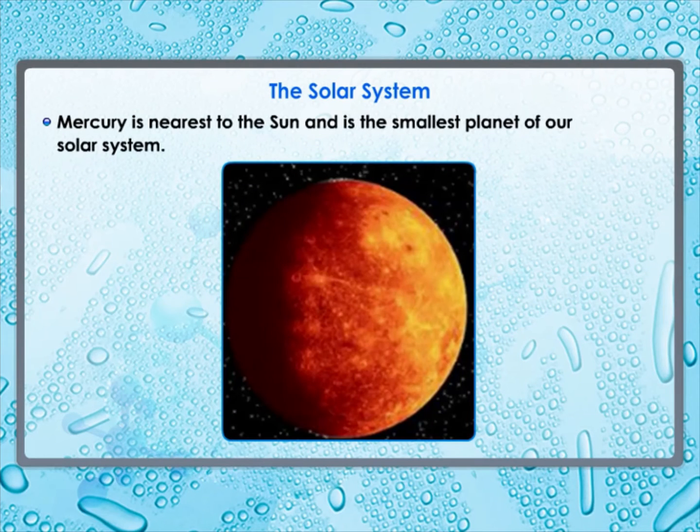The planet Mercury is nearest to the Sun. It is the smallest planet of our solar system. Because Mercury is very close to the Sun, it is very difficult to observe it, as most of the time it is hidden in the glare of the Sun. However, it can be observed just before sunrise or just after sunset near the horizon. So it is visible only at places where trees or buildings do not obstruct the view of the horizon. Mercury has no satellite of its own.